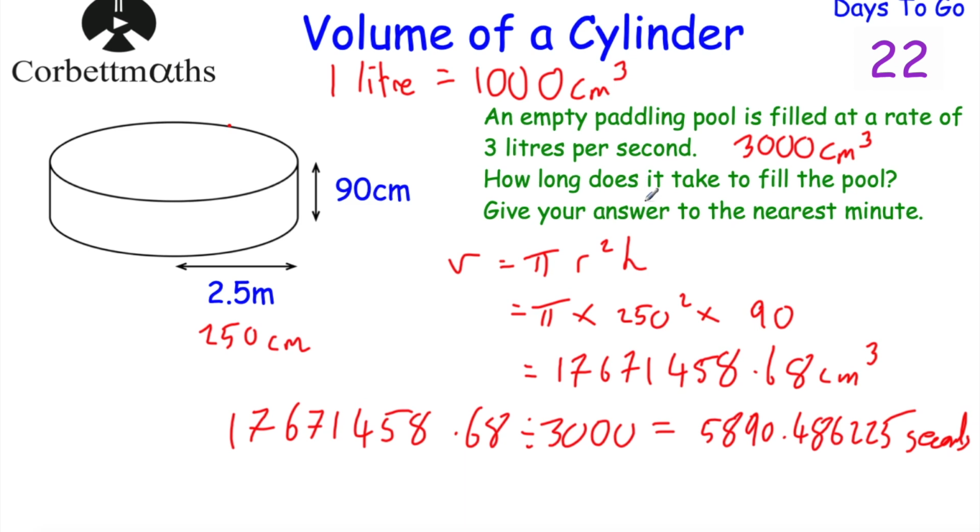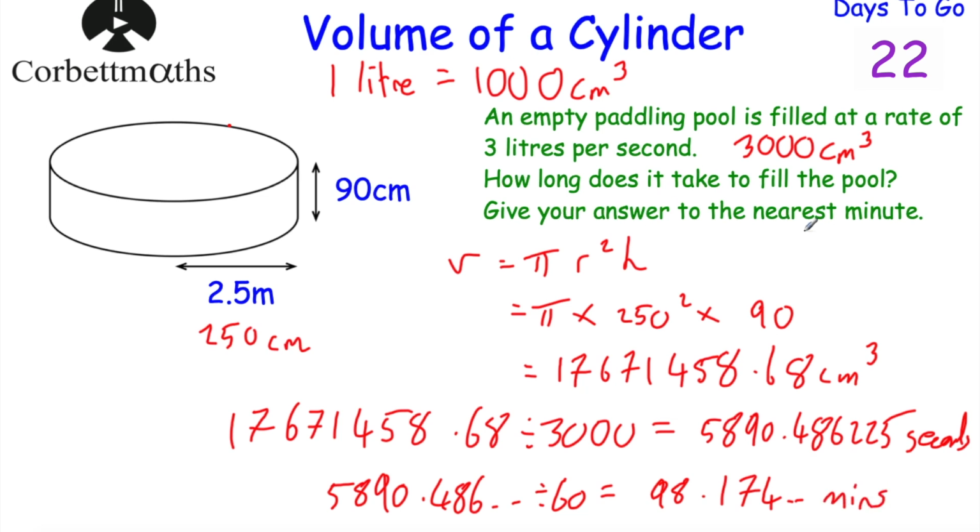Now we've been asked to find how long it takes in minutes. So let's divide this by 60. So if we do 5,890.486 and so on and divide that by 60, that'll tell us how many minutes it would take. And that'd be equal to 98.174 and so on minutes. And we've been asked to give our answer to the nearest minute. So this is 98.17, so that'll be 98 minutes. So to the nearest minute, it'd take 98 minutes to fill that pool. And that's it. And if you got that, well done.